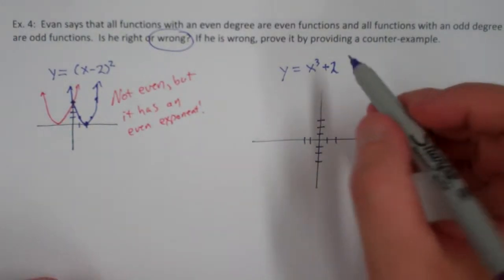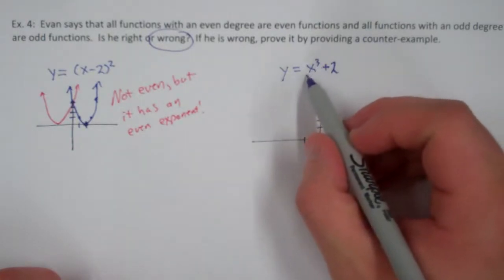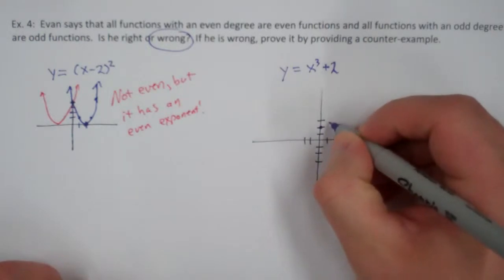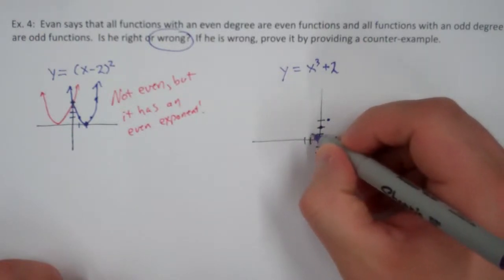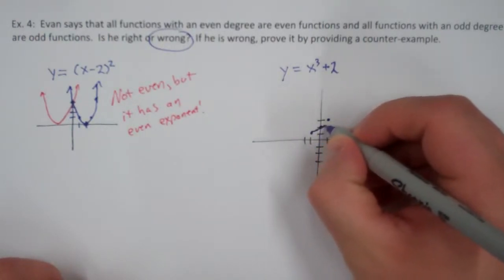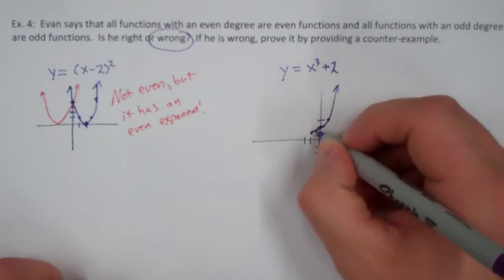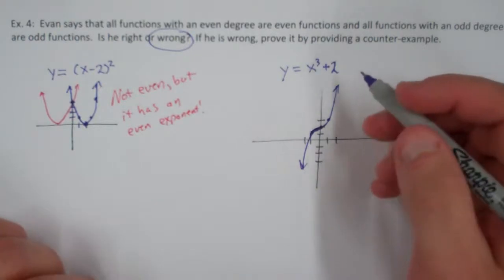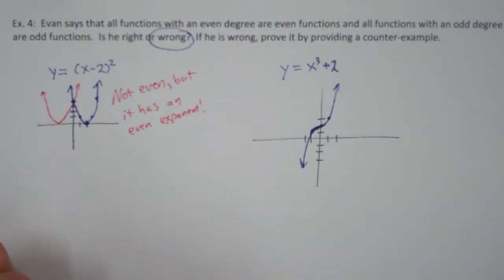So here's the function. It's an x cubed, the parent function. And then the shift is up 2. There's a point of inflection there. And it's going to look a little bit like this. Oops, it's going to be curved a little bit more. So you might be wondering, well, that kind of looks like it has symmetry about the origin.